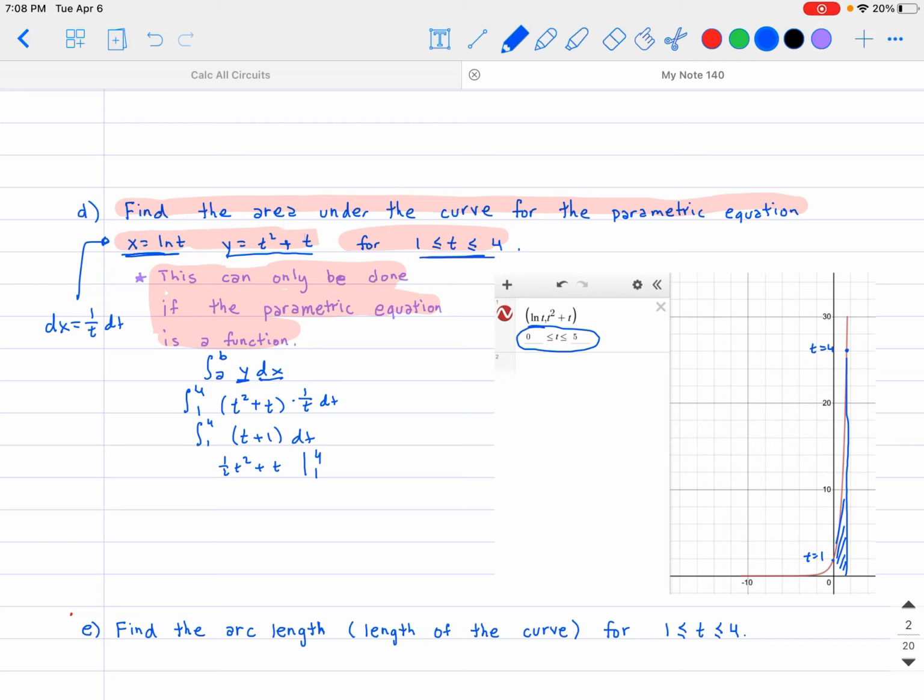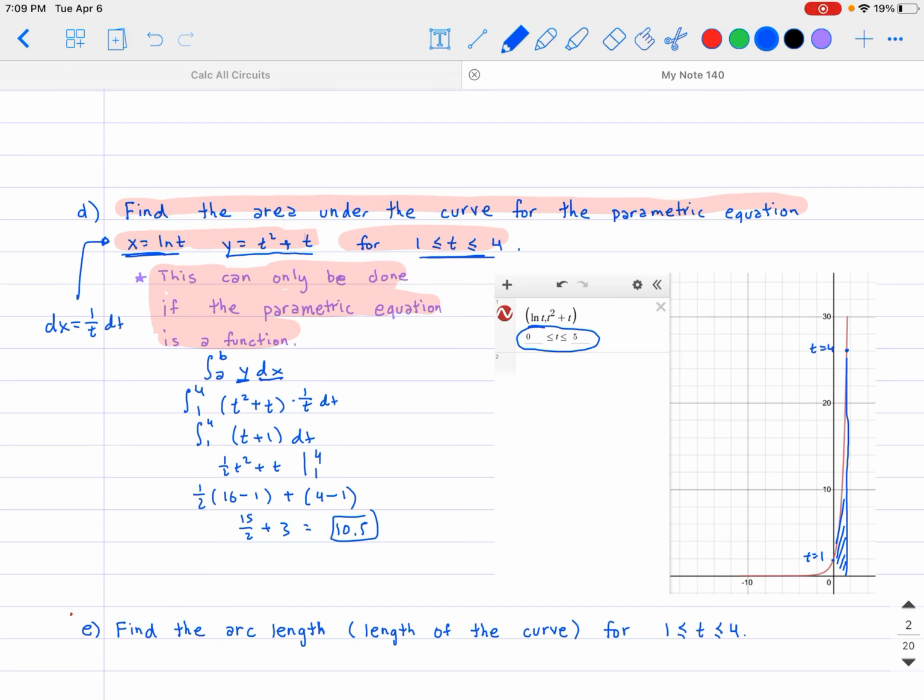So it's 1/2 multiplied by 16 minus 1, because it's 4 squared minus 1 squared, and then plus 4 minus 1. Cleaning that up, it's going to be 15 over 2 plus 3. That is our final answer, and if we put it together, that is the same as 10.5.